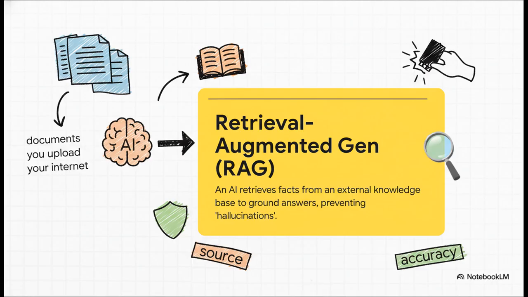Now, instead of just guessing or pulling from its huge, messy training data, NotebookLM retrieves information only from the documents that you upload. So think about it. It's not working with the whole internet. It's working with your internet. And this simple change forces it to be accurate and to actually cite its sources.